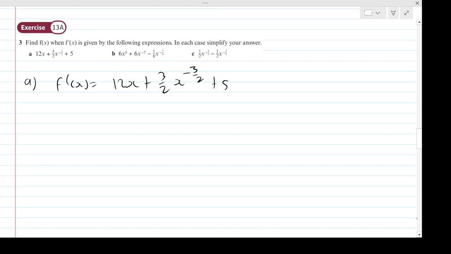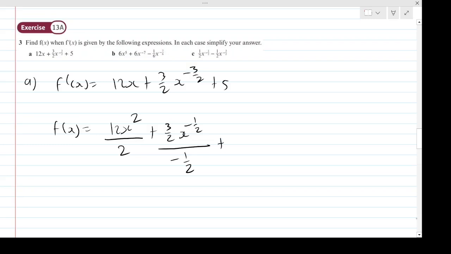Add 5. So if we want to integrate them, we integrate each term of x separately. Well, 12x firstly, we add 1 to the power, so the power of 1, 1 add 1 is 2. Then we divide by the power, so 2. Then we have 3 over 2 x to the minus 3 over 2, the power, we add 1. Minus 3 over 2 add 1 is minus a half. Then we divide by the power, minus a half. Then we have 5. Right, now 5 again we can write in terms of x because it's 5x to the 0. Then we add 1 to the power, so 5x to the 1 all over 1.